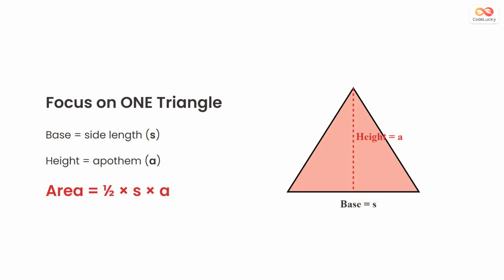Let's focus on just one of those triangles. The base of this triangle is the side length of the polygon. The height of this triangle is exactly the apothem. We know the area of a triangle is 1/2 base times height, so the area of this small triangle is 1/2 c times a.